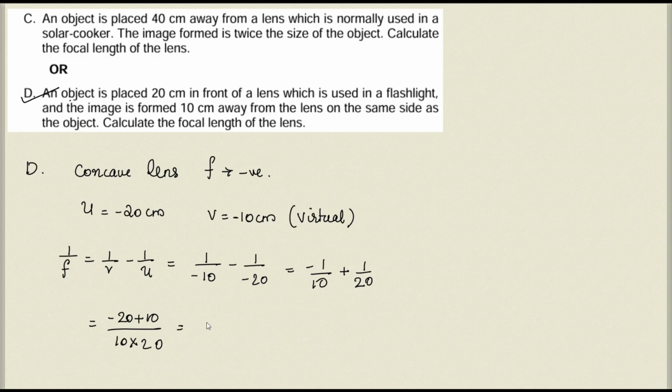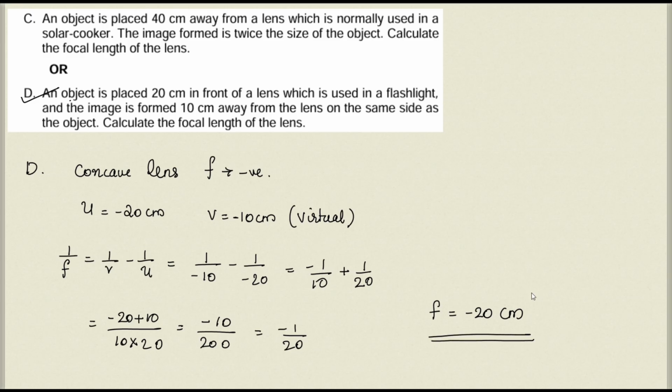That is equal to minus 10 by 200, that is equal to minus 1 by 20. So 1 by f is equal to minus 1 by 20. So what will be f? f is equal to minus 20 by 1 or minus 20 centimeter.